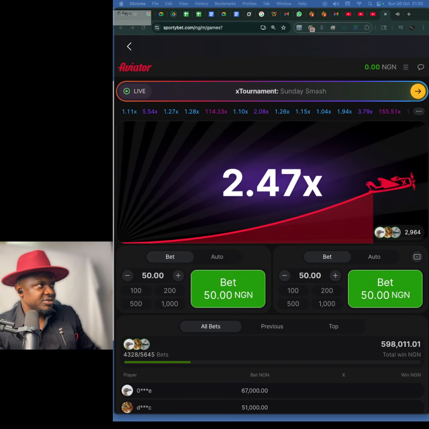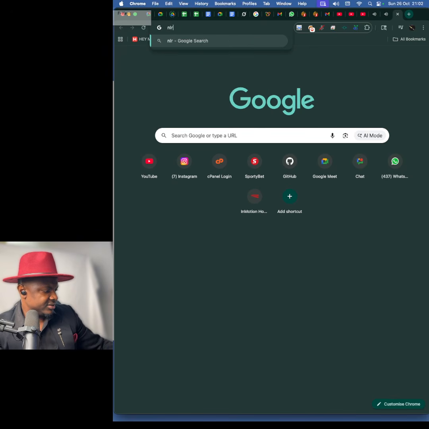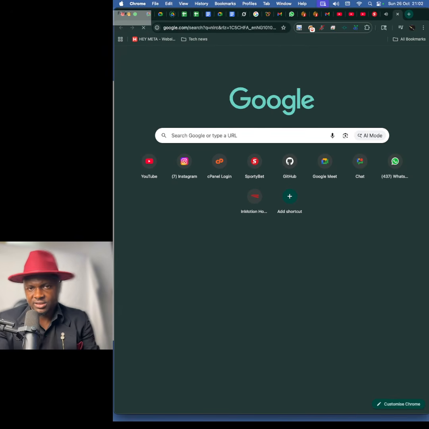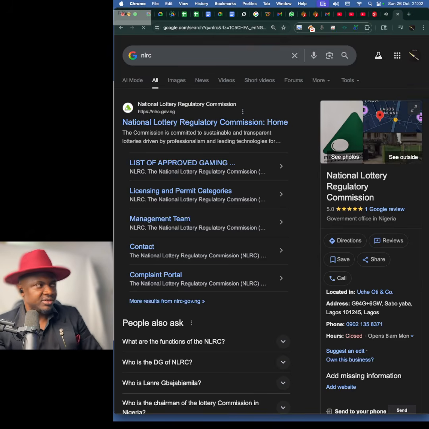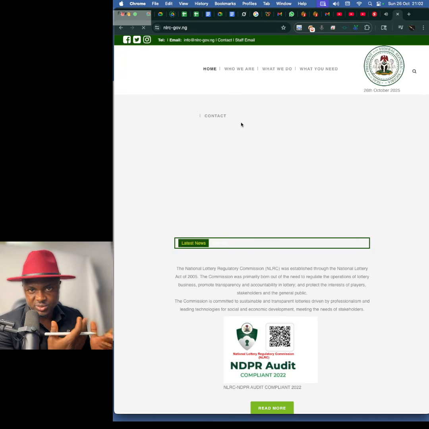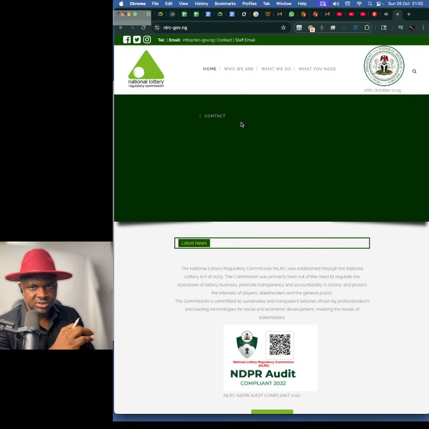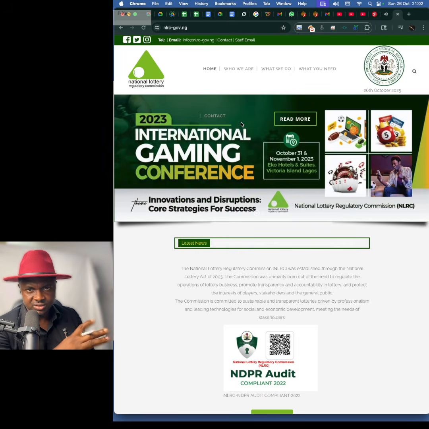If you're a Nigerian, you should know the NLRC. This is the National Lottery Regulatory Commission, and this commission in Nigeria is responsible for giving licenses to sports betting platforms so they can operate. Now, if you go to the section called Casino or Gaming Interactive, you're going to see the requirements.